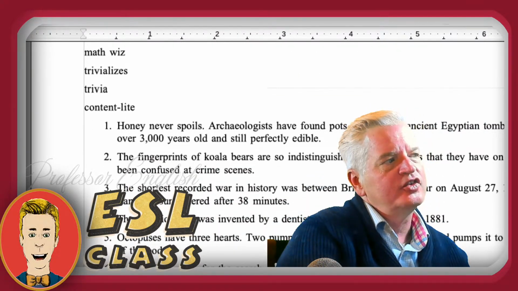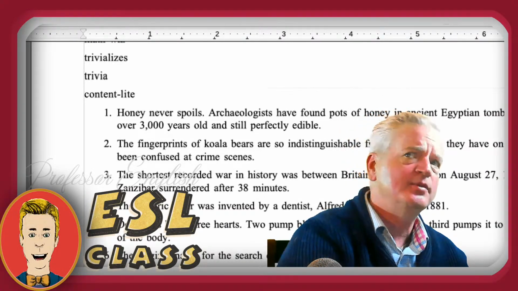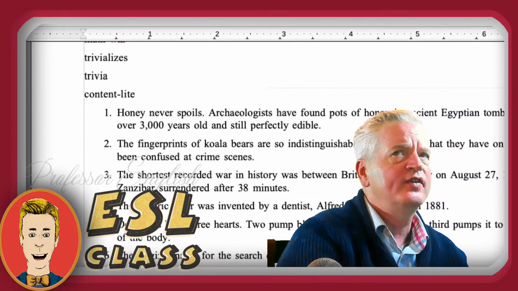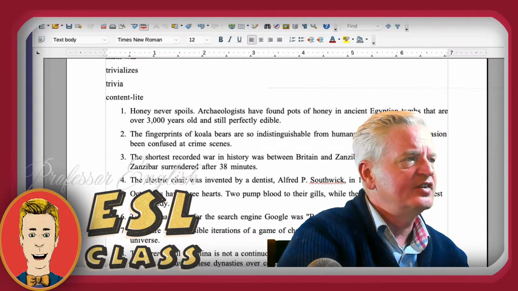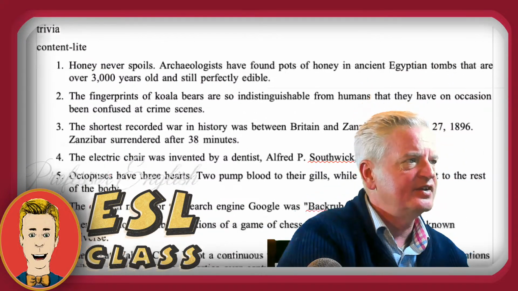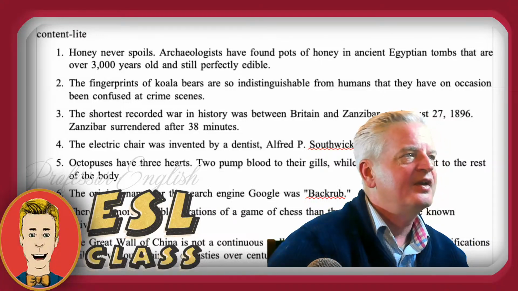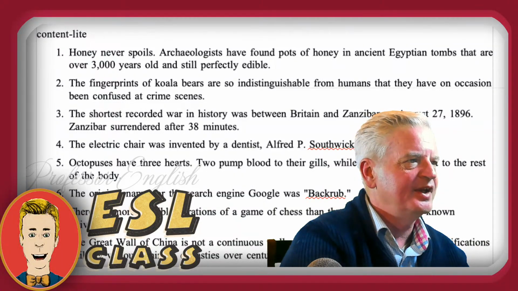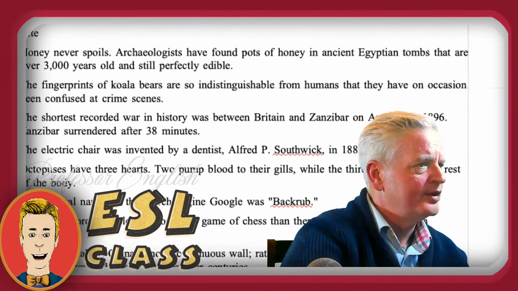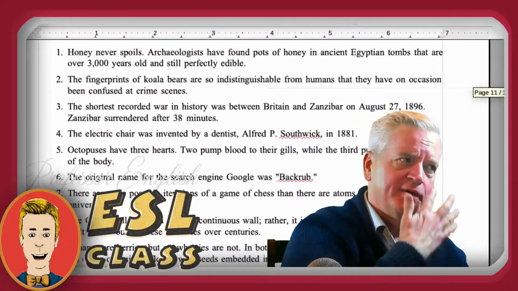Then we talked about this word trivia. To trivialize something means to make something seem small or unimportant. And trivia means small, unimportant things. Just as an example of what trivia is, I went to ChatGPT and I said, give me some trivia. So these are just some examples of trivia. We'll look at a few of these just to get an understanding of what that really means. So trivia can be interesting, but not important.